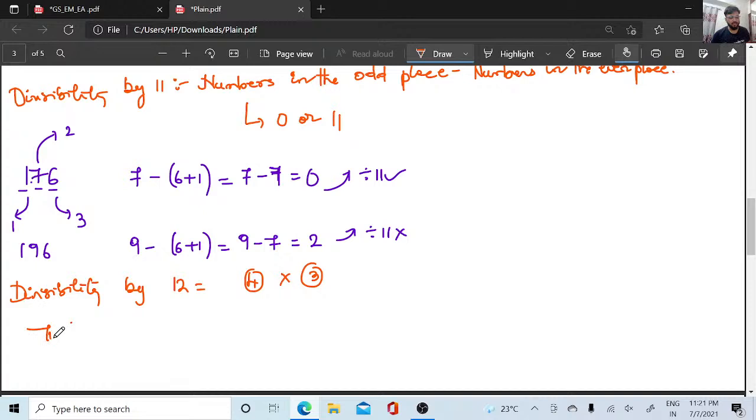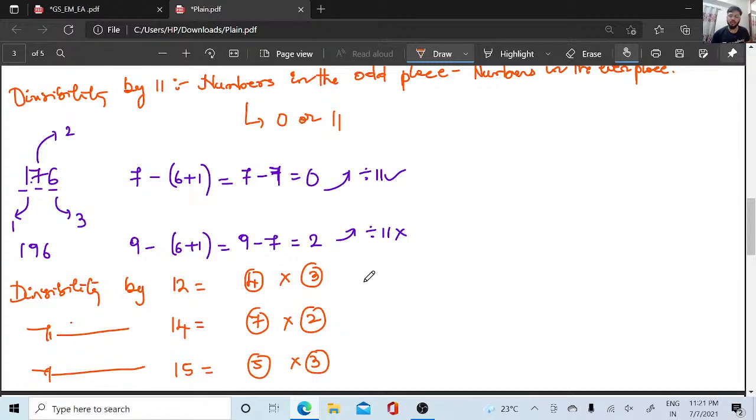The same way I will tell for divisibility by 14. Divisibility by 14 is 7 into 2. The same way you have the next number, which is divisibility by 15, which is 5 into 3. So what is the divisibility by 13, right? How do you guys find out the divisibility by 13?